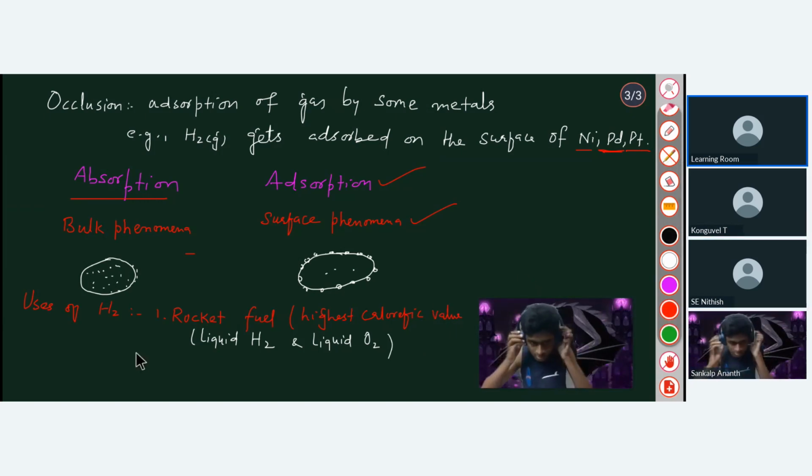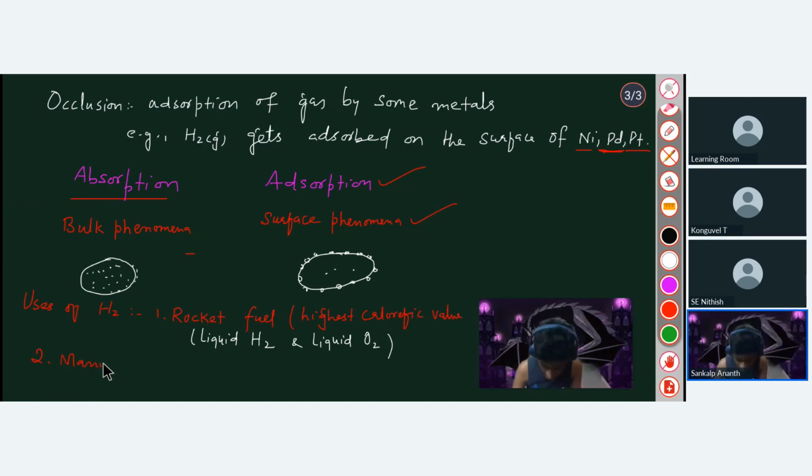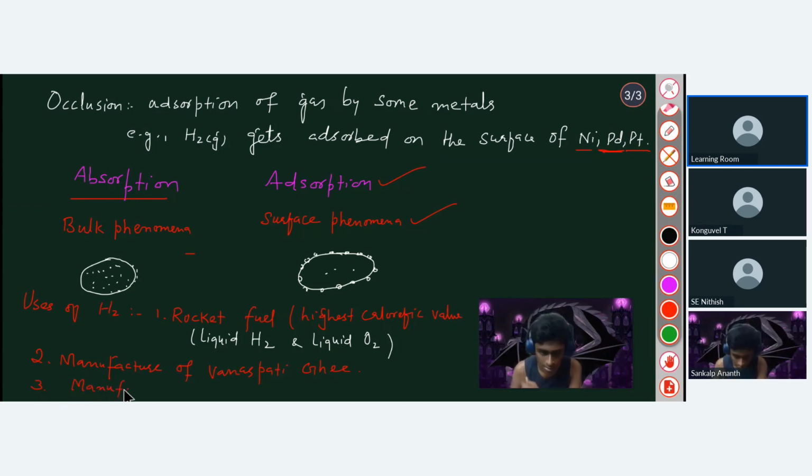Next, hydrogen is used in the manufacture of vanaspati ghee. You can write it here: manufacture of vanaspati ghee. Next, we can also manufacture ammonia. That is a very important industrial process known as Haber's process. What can we do with ammonia? You can make fertilizers. This is very important: with ammonia, we can make various fertilizers.